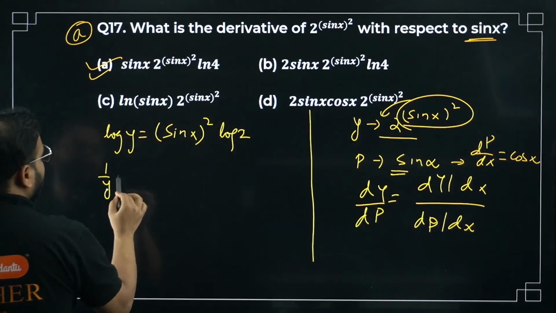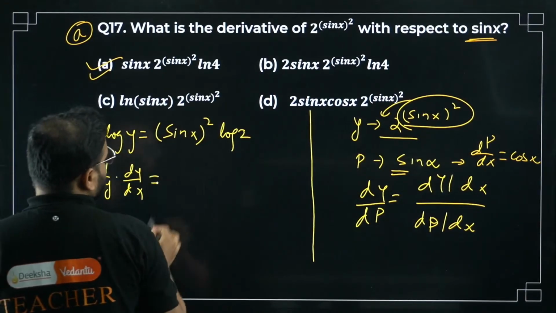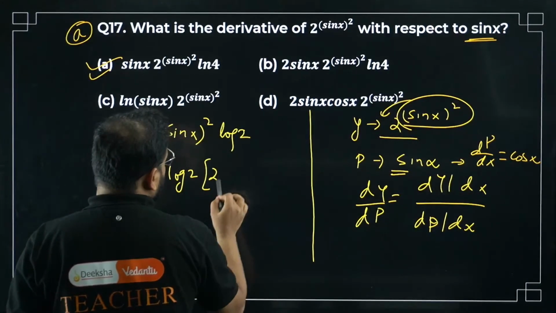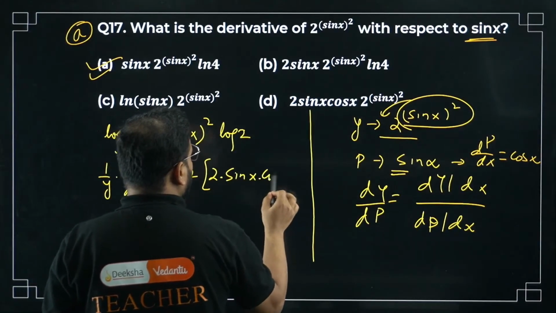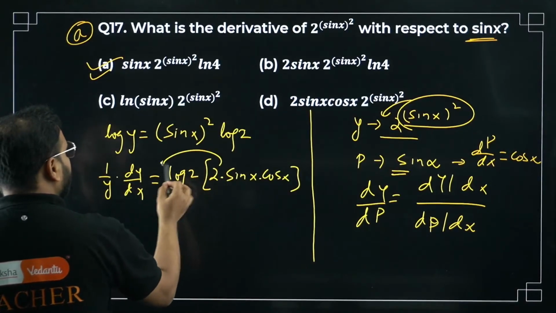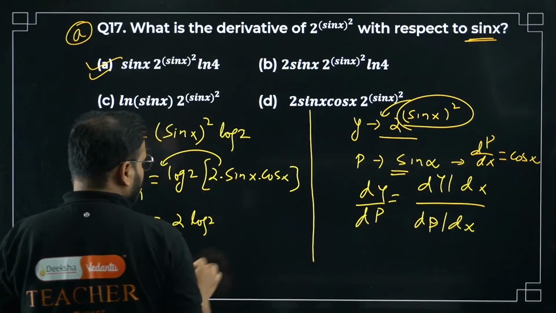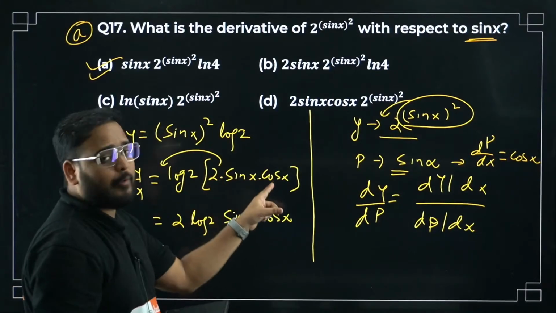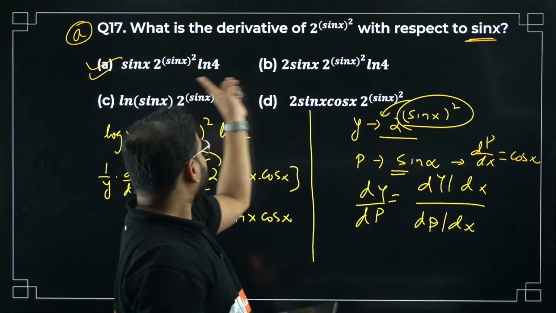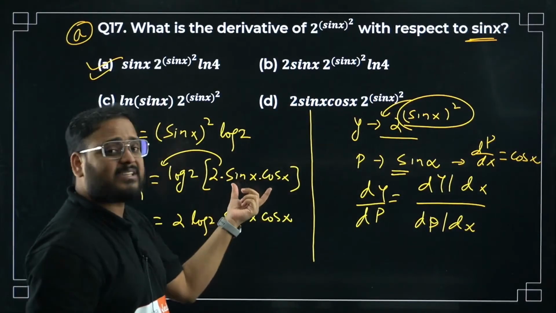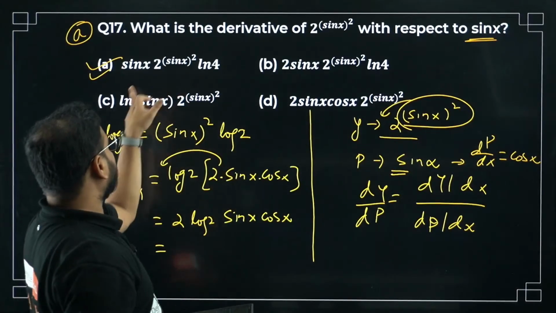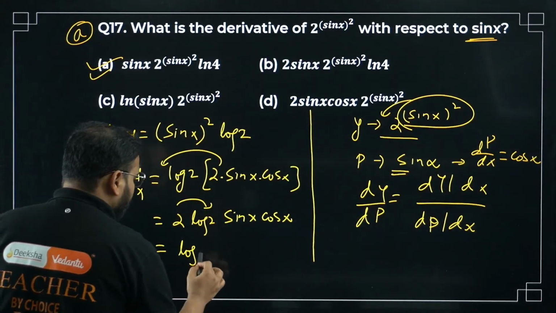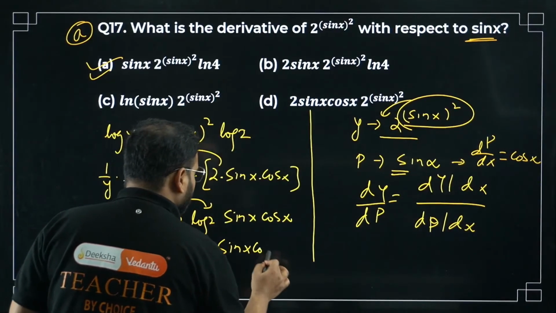Differentiate it: 1 by y dy by dx equals, I can keep log 2 outside, so 2 as a coefficient, sin x, and we have cos x. It will become 2 times log 2 sin x cos x. You will make a mistake taking this as sin 2x. Don't do that. Students make this mistake, 2 sin x cos x or sin 2x. Here there is no sin 2x, so don't do that. Take this as a power, it will become log 2 power 2 sin x cos x.